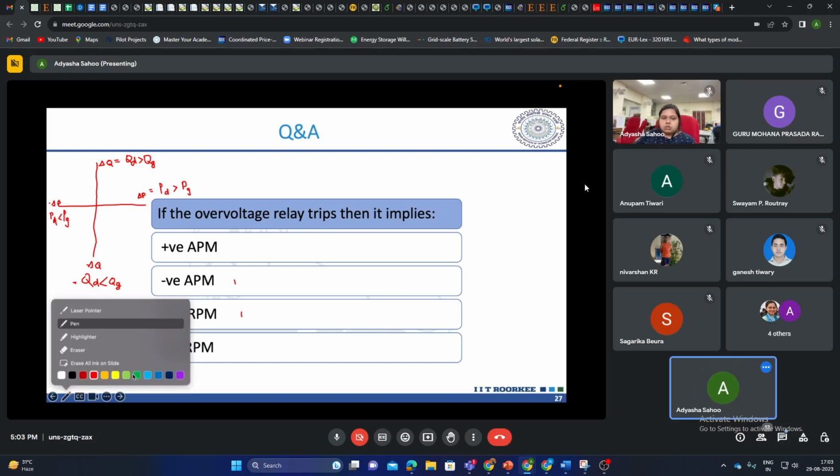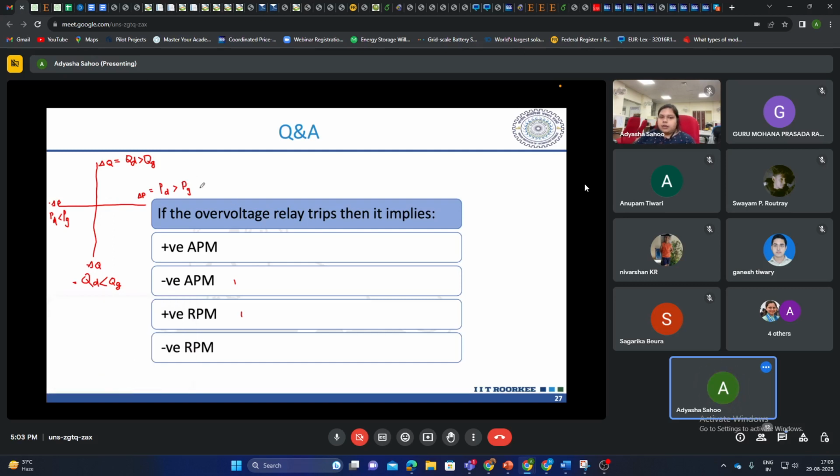So what we can say here is that whenever the demand is greater than the generation, such a situation will lead to under voltages. Whenever we have excessive generation, this will lead to over voltages. Whenever we have excessive Q demand, we'll have under frequency, and whenever we have excess QG, reactive excess.